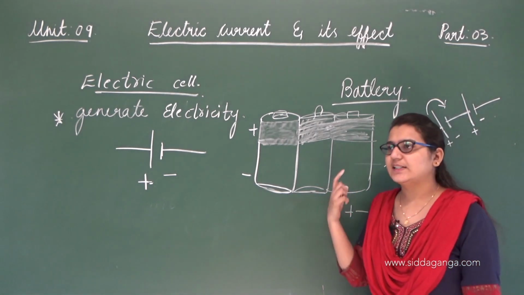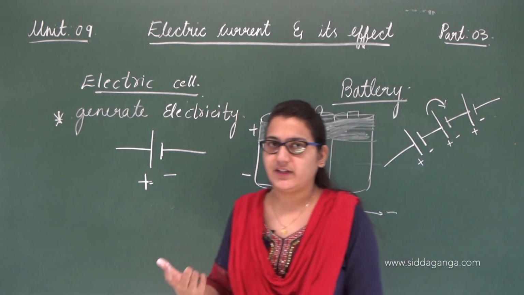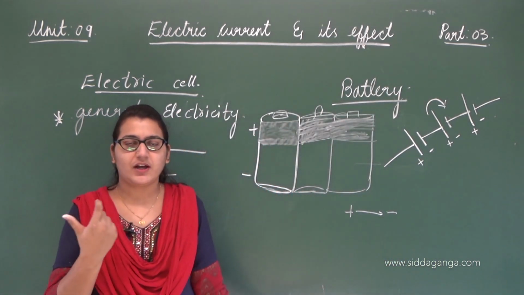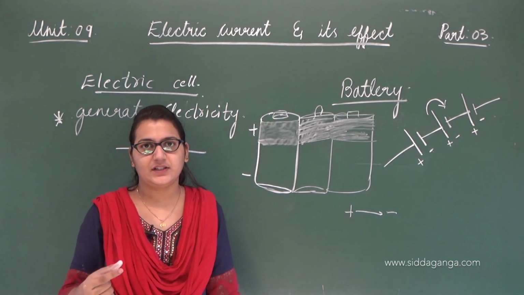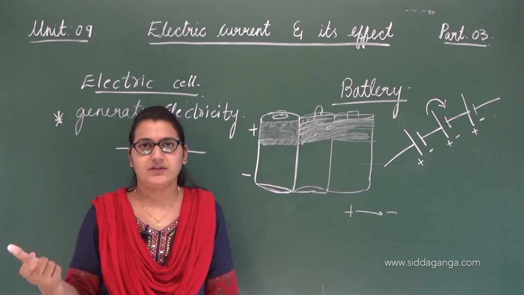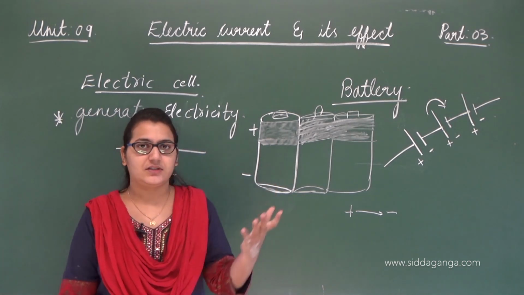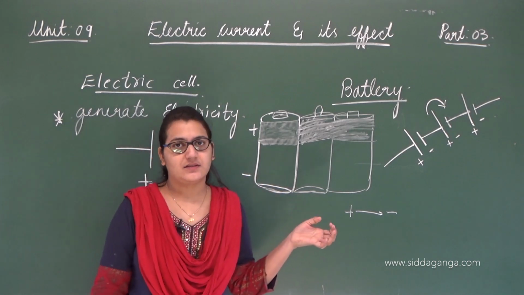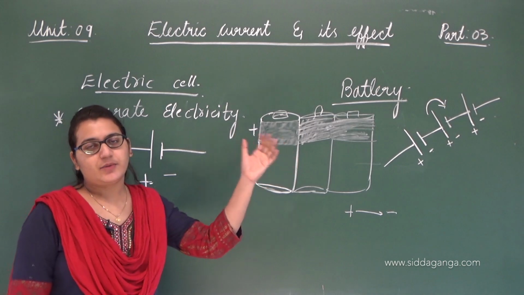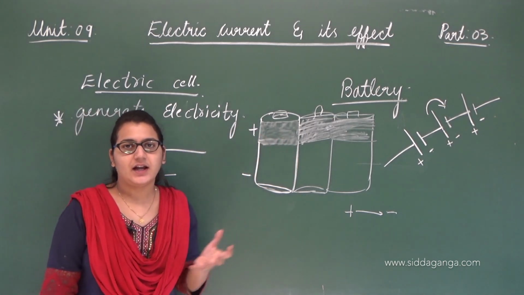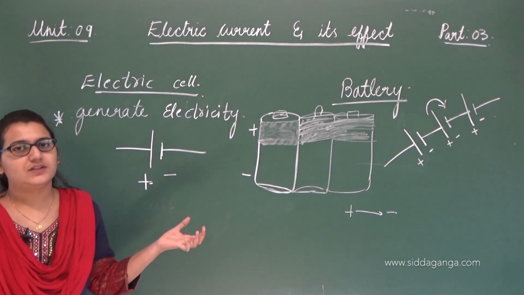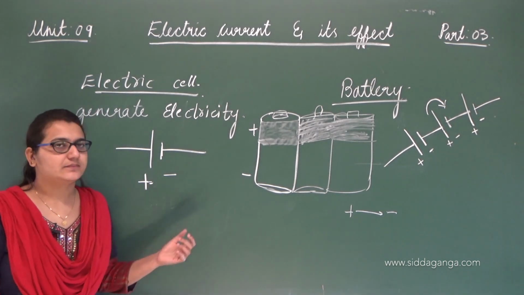These batteries are used everywhere, even in simple torches. If you open the torch you have at home, you can see there is a battery present in it, and even in TV remotes, refrigerators, everywhere. We make use of inverter batteries, and batteries in cars. Almost every place we use batteries, because they generate electricity and we get current, we get light and more. So this is the use of cells and batteries.